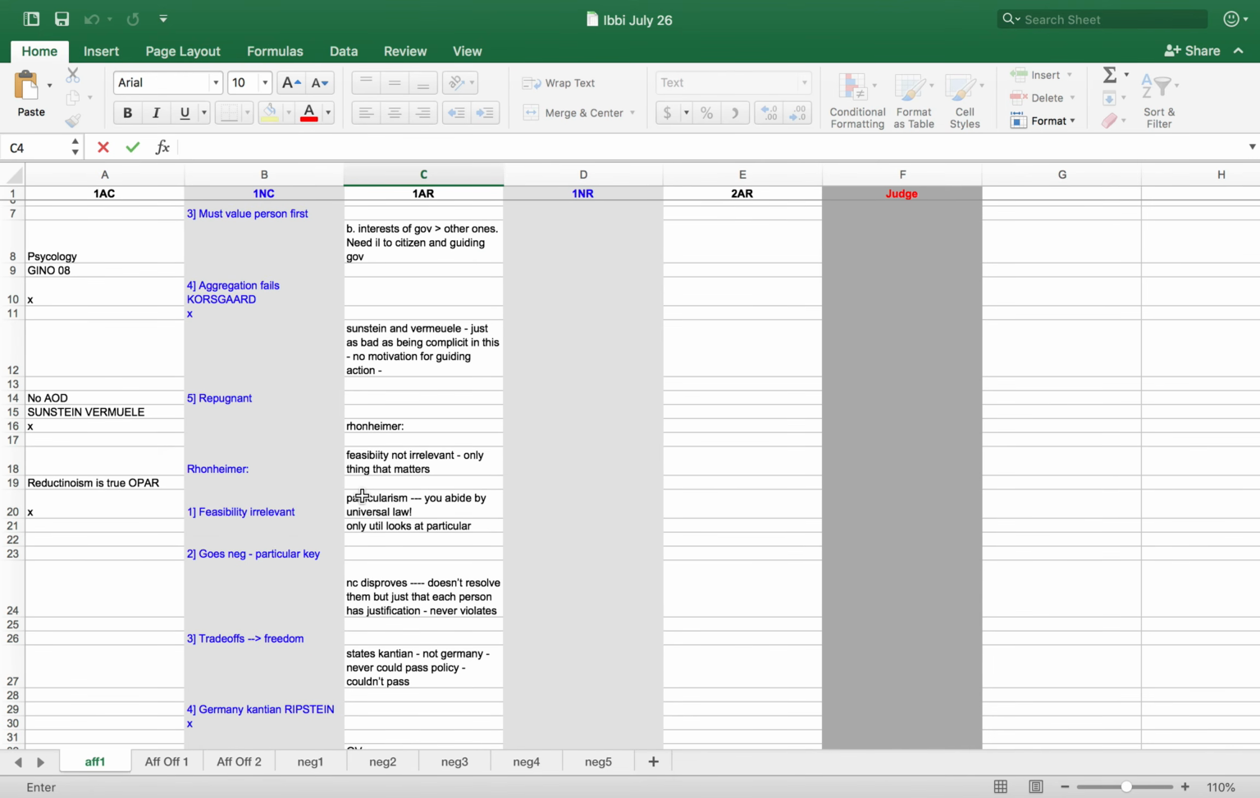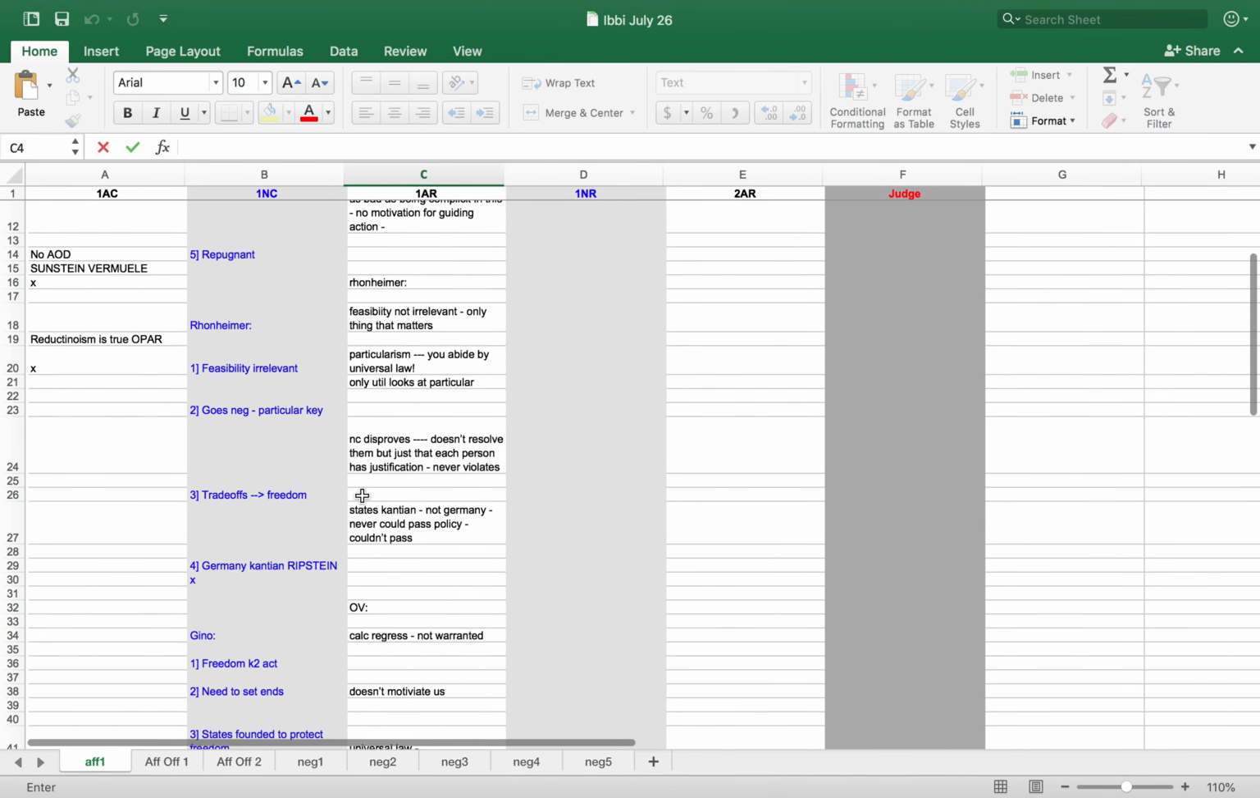A is that you spend a decent amount of time repeating the 1NC's arguments. You're like, they say it goes neg because particular principles are key. That just takes a while to say. Just be like their second argument and just answer it. Or even just like particularism not key. I would spend less time backtracking and repeating their arguments.